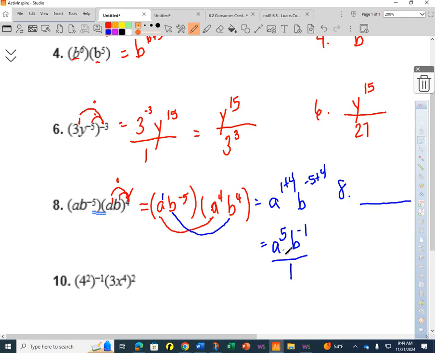What am I going to do with a to the 5th? Does it stay in the top or does it go to the bottom? It stays in the top because it's positive. And so b to the negative 1st, is it going to stay in the top or go to the bottom? Go to the bottom, and it's going to be negative 1st power, Brooklyn? Positive. And I'm not going to write that one, right? Any questions on number 8?